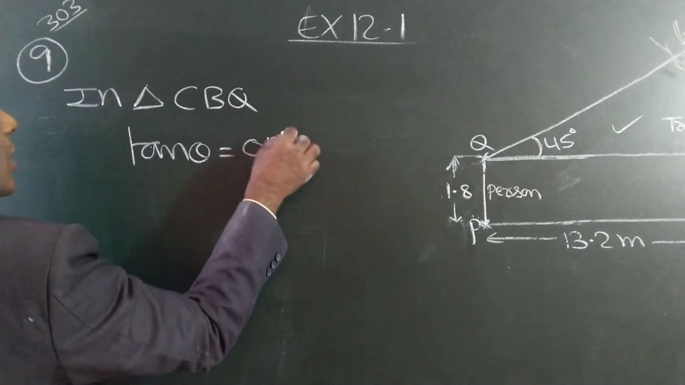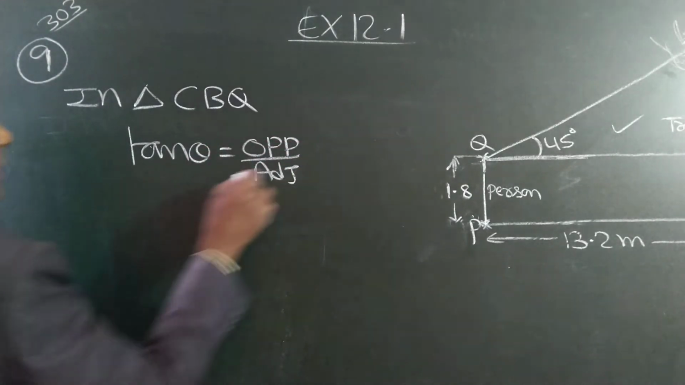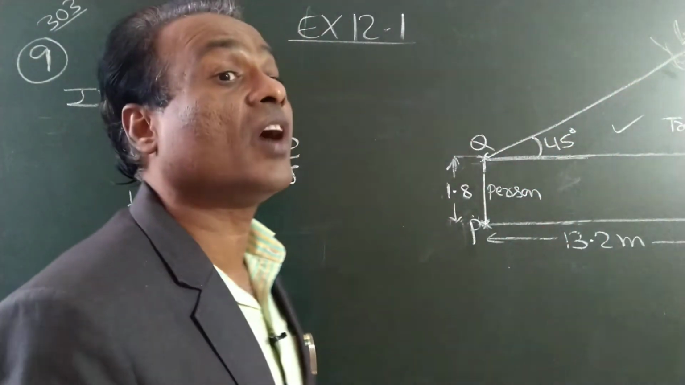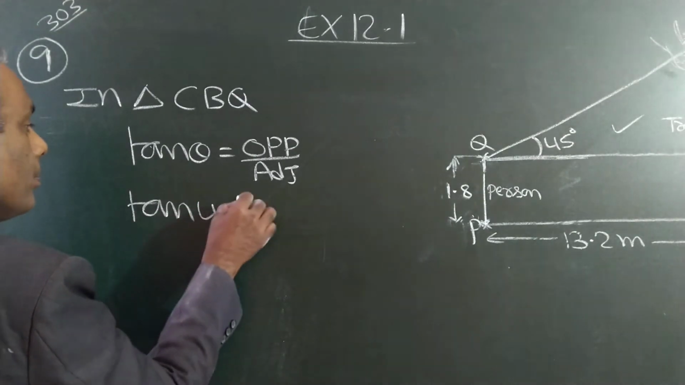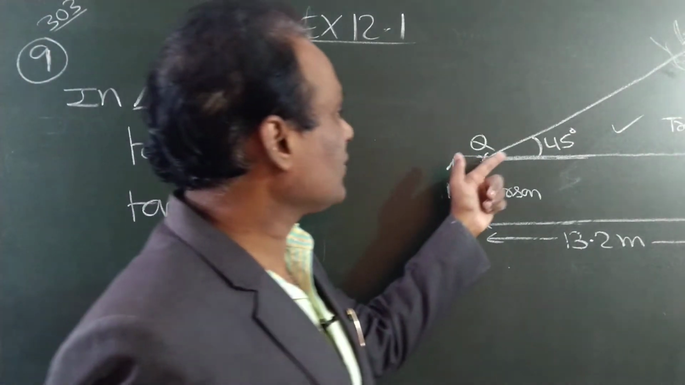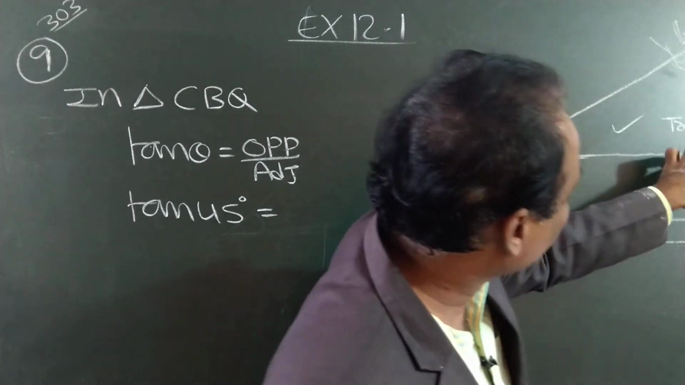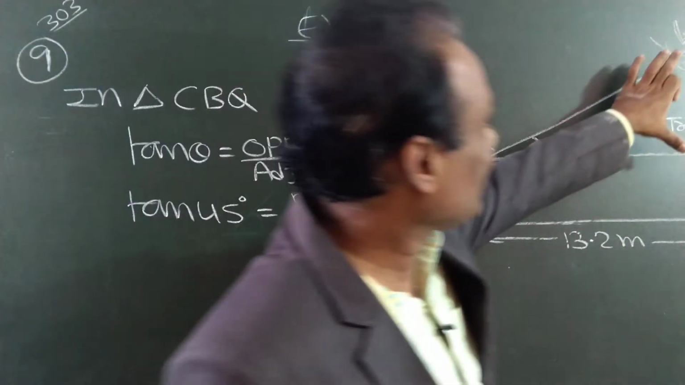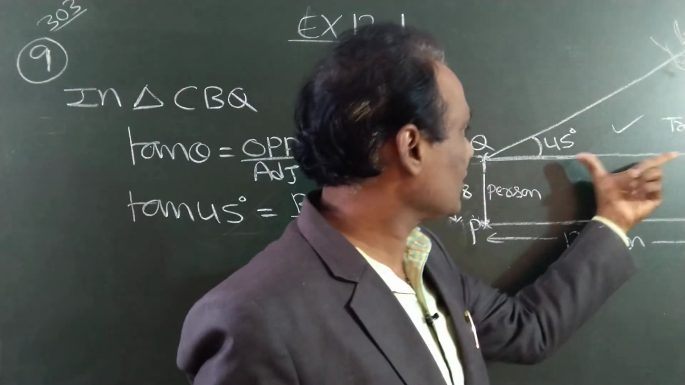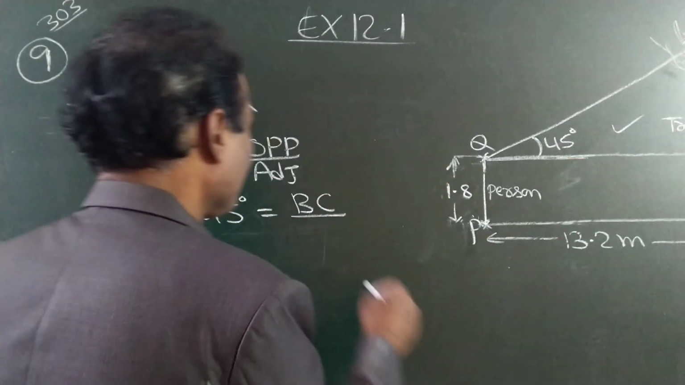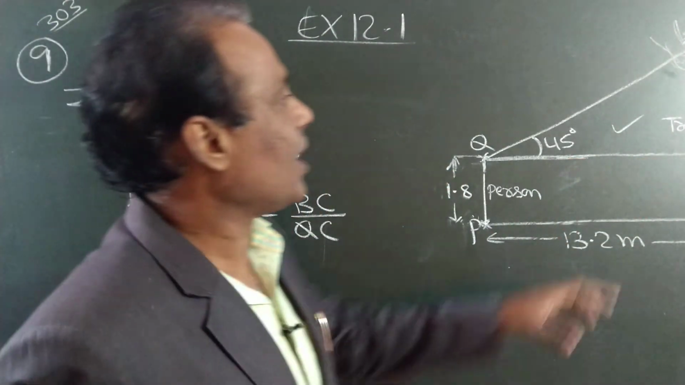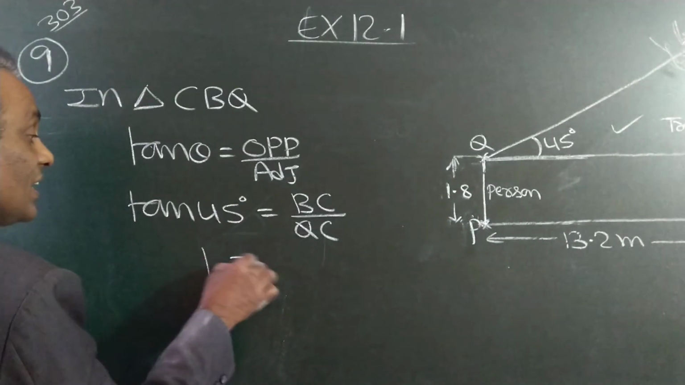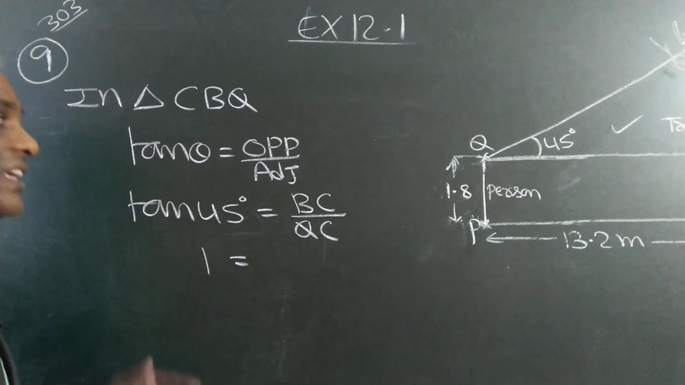Tan theta is equal to opposite by adjacent. In this triangle, what is the angle? 45 degrees, given in the problem. Opposite for this angle is only this side, BC. Adjacent is QC. What is tan 45? See the value. Tan 45 is 1.